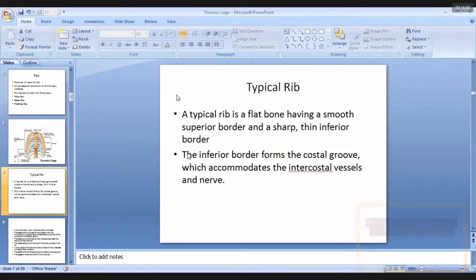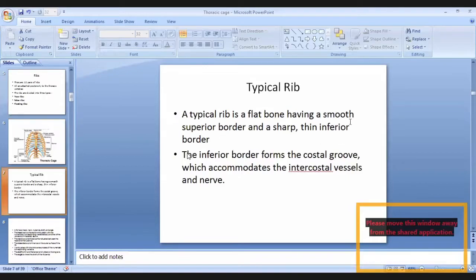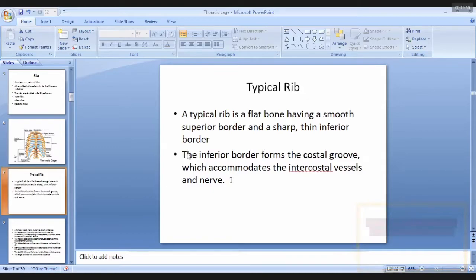A typical rib is defined as, first of all, a type of flat bone having a superior border and an inferior border. The superior border is a somewhat smooth border, but the inferior border is much sharper. On this inferior border there is a groove or depression known as the costal groove, in which the neurovascular bundle, composed of the intercostal artery, intercostal vein, and intercostal nerve, runs.